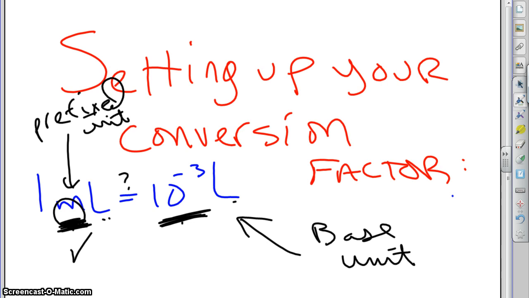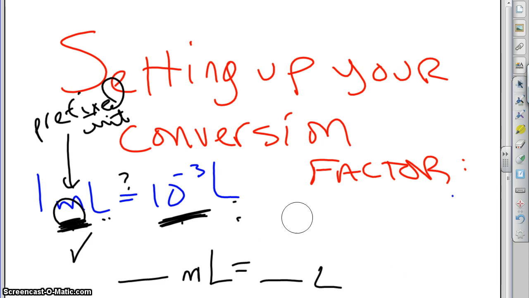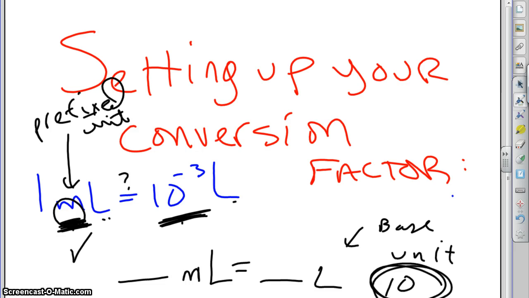And it's incredibly simple if you can always just remember this. If you are setting up a conversion factor, it's going to say blank milliliter equals blank liter. And you have to figure out which one gets what power. We know that a 1 goes in one of the blanks, and that the 10 to the negative third goes in the other blank. And if you're not sure which, remember that the base unit always gets the power of 10. The 10 to the whatever always goes with the base unit. So in this case, 10 to the negative third.